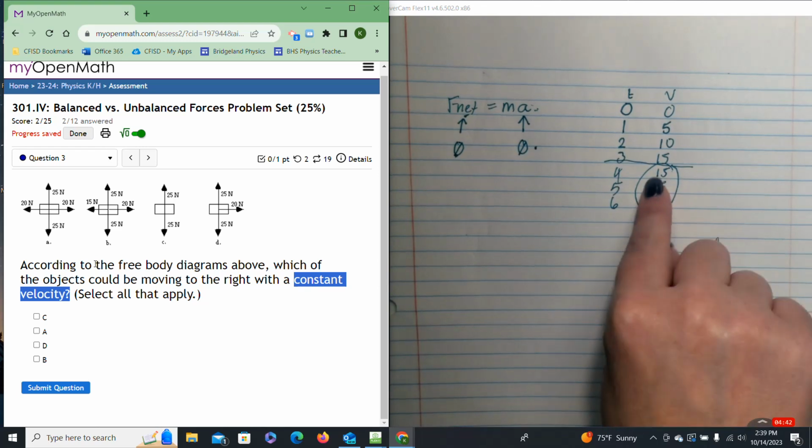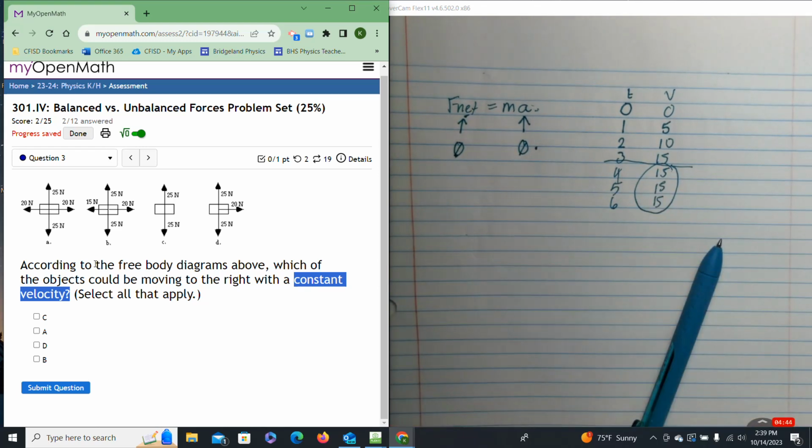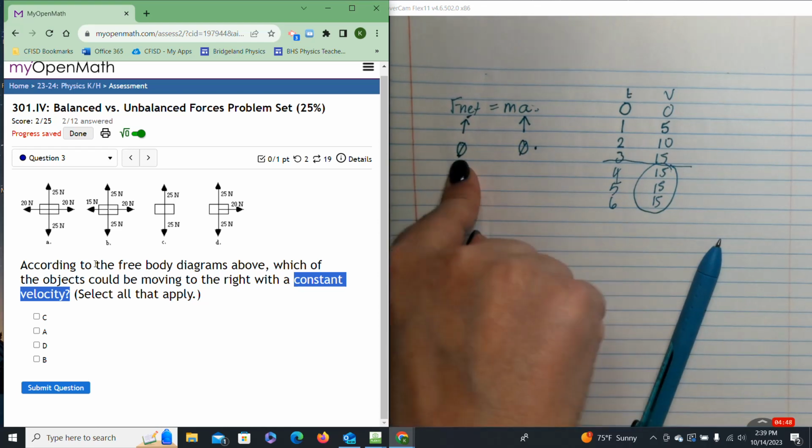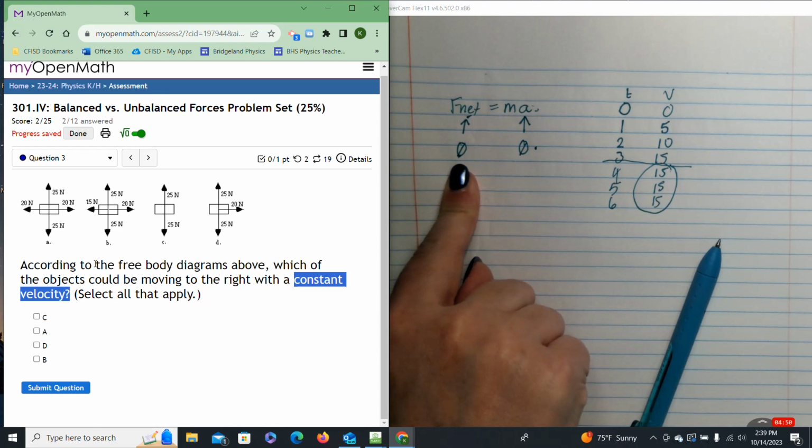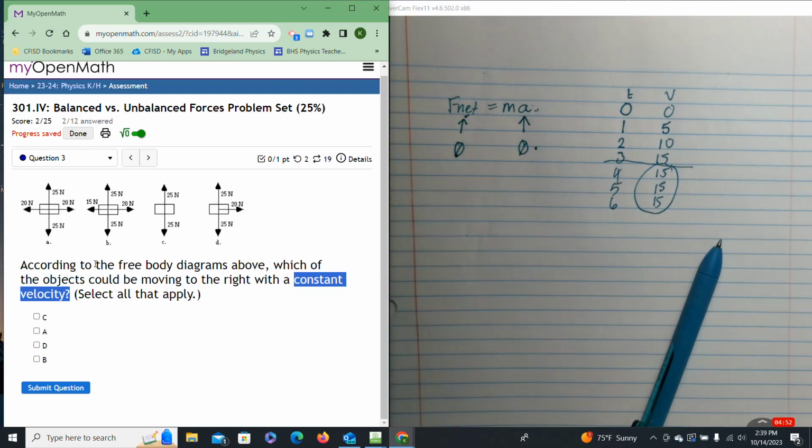Okay, this was a constant velocity, 0 acceleration. And so you're looking for something where you have 0 net force, because those objects could be moving at a constant velocity. You need ones that cancel out. The ones that cancel out are going to be this first one, A, this third one, C, and that's it. These other two don't cancel. So these two would accelerate. They couldn't be moving at a constant velocity.